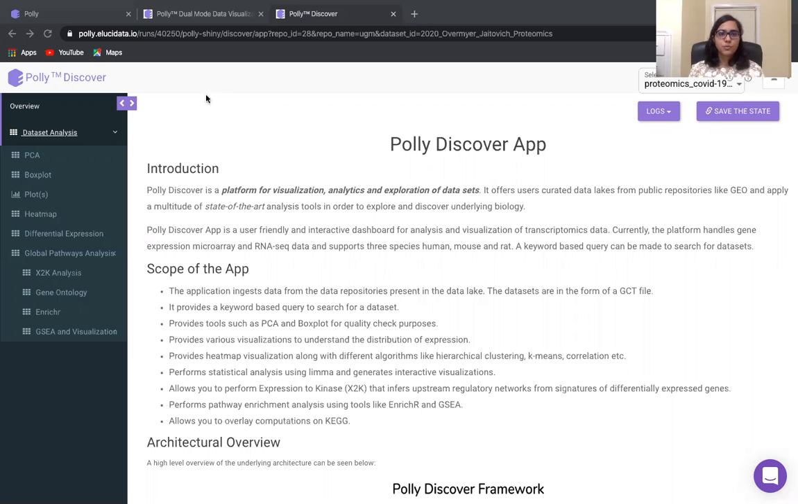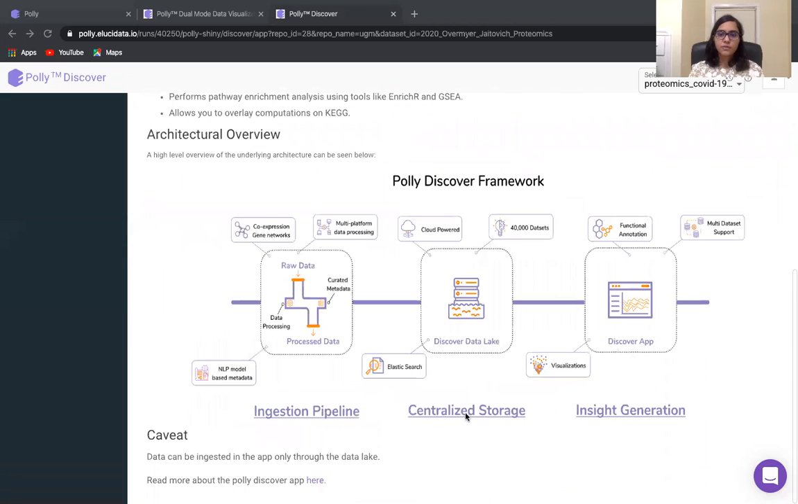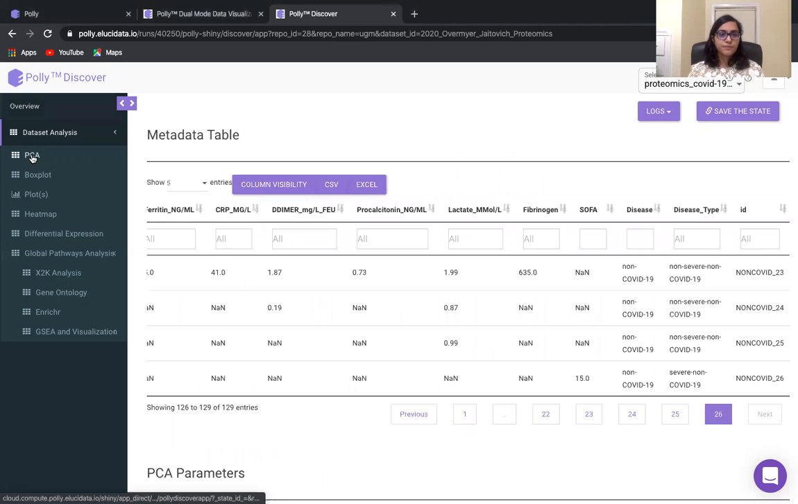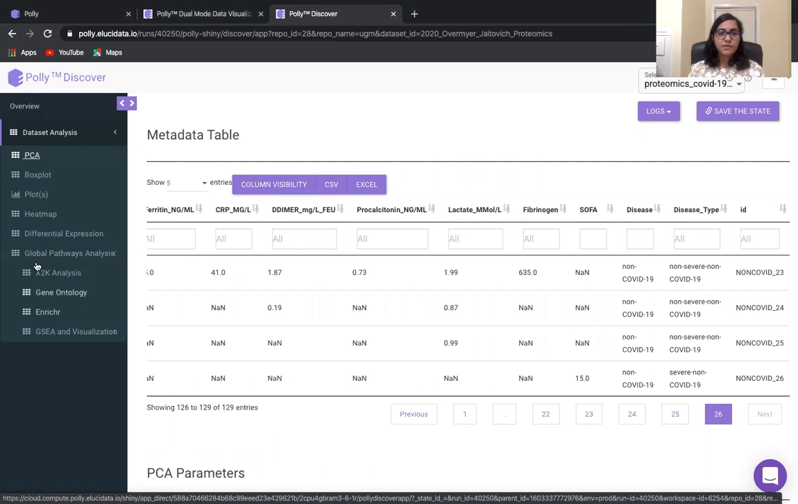Once the application opens, you will see a screen with an overview of what the application does. You can take a look here, and you can also go to the help section of the application to get more information. Now, I'm not going to go into detail of what all of these different tabs are. I'm only going to highlight certain key aspects of the biology that are important for us to understand the molecular markers of COVID-19 severity.